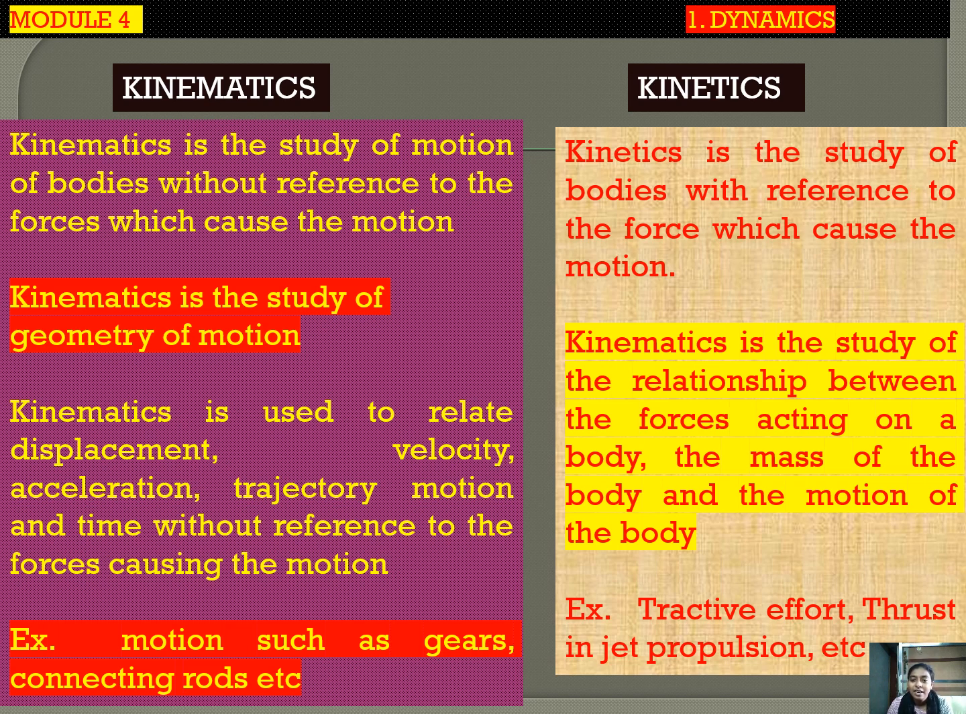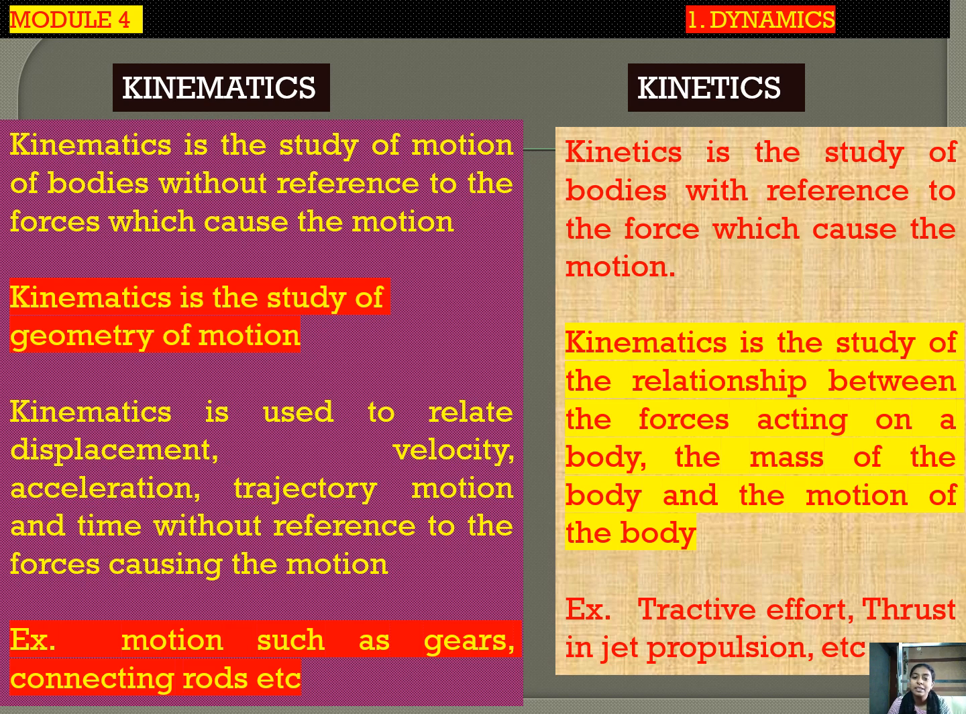We know that Newton's second law is force equals mass into acceleration, and Newton's third law is that every action has an equal and opposite reaction to be in equilibrium, right? That means whenever an external force is applied, an internal force is developed to resist this external force. That is the relationship between the forces, external forces and internal forces, which is used in kinetics.